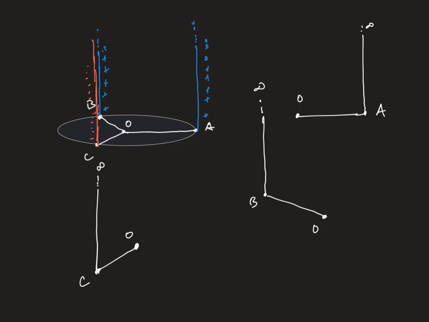The field due to the wire at A will have 2 components. E parallel will be equal to k lambda by r, and E perpendicular will be equal to k lambda by r.